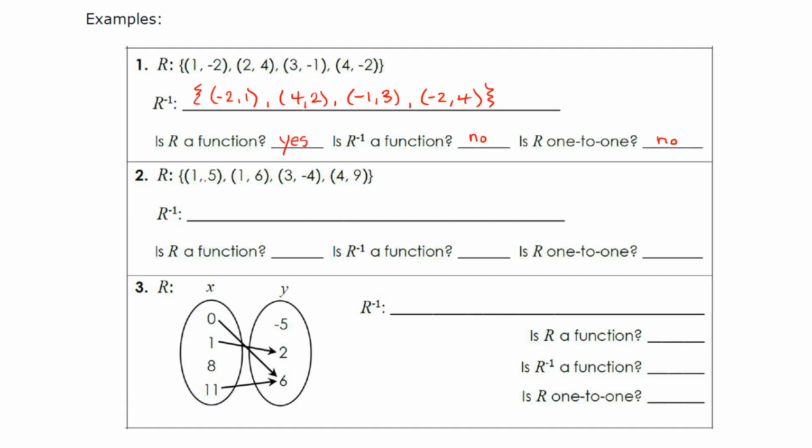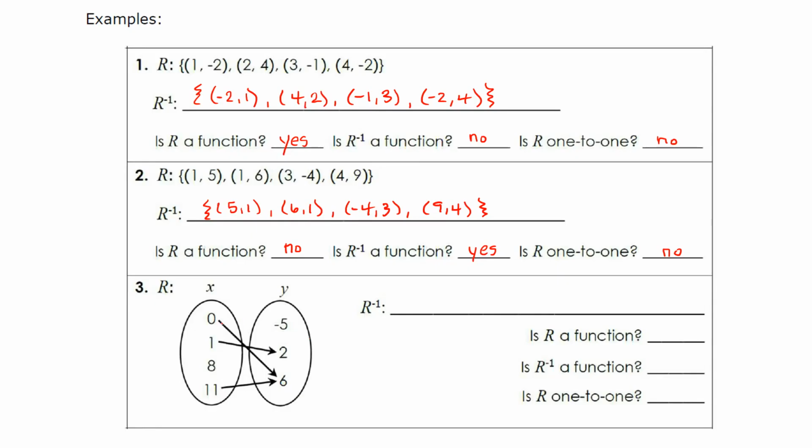Number 2. So we have our relation, our set of ordered pairs. Okay, let's find our inverse. So it would be (5, 1), (6, 1), (-4, 3), (9, 4). Is R a function? No, because 1 maps to 5 and it maps to 6. Is the inverse a function? Yes. So is R 1-to-1? No.